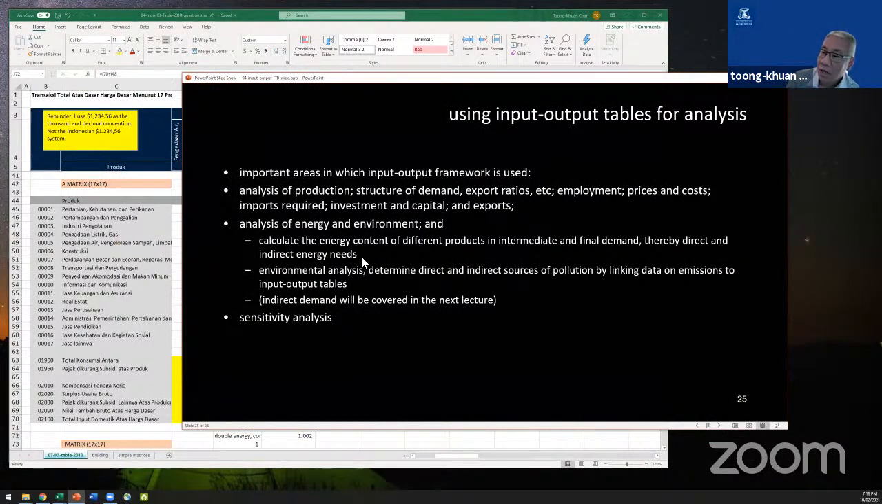You can also calculate energy content of different products in intermediate and final demand. You can carry out environmental analysis, and you can also carry out sensitivity analysis.